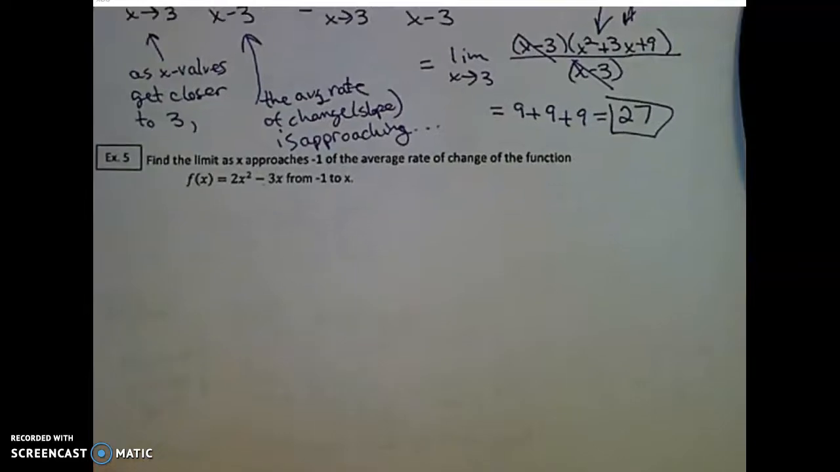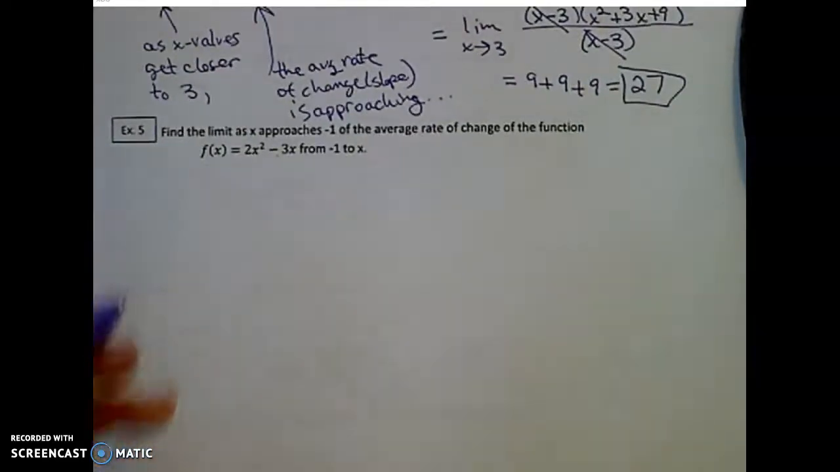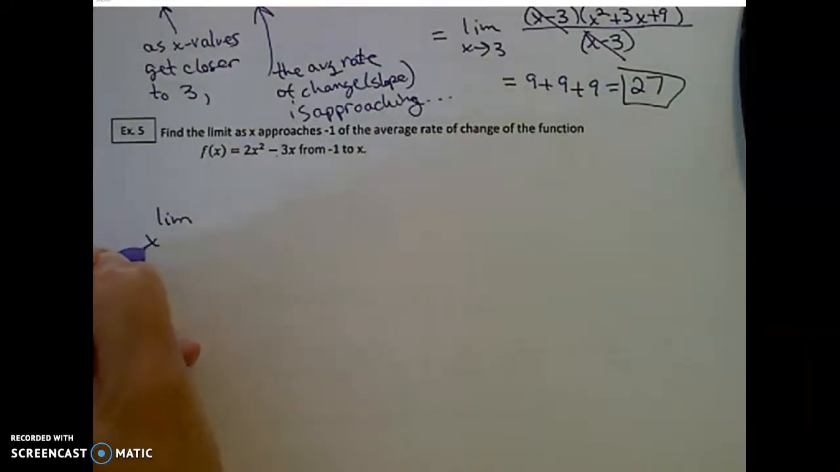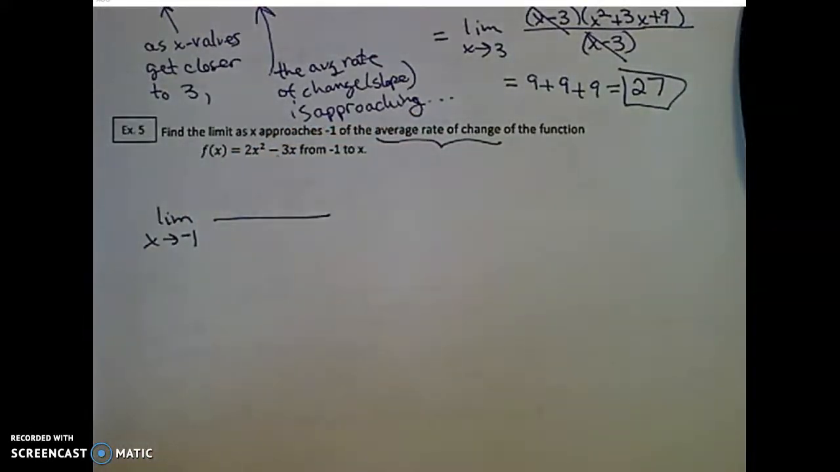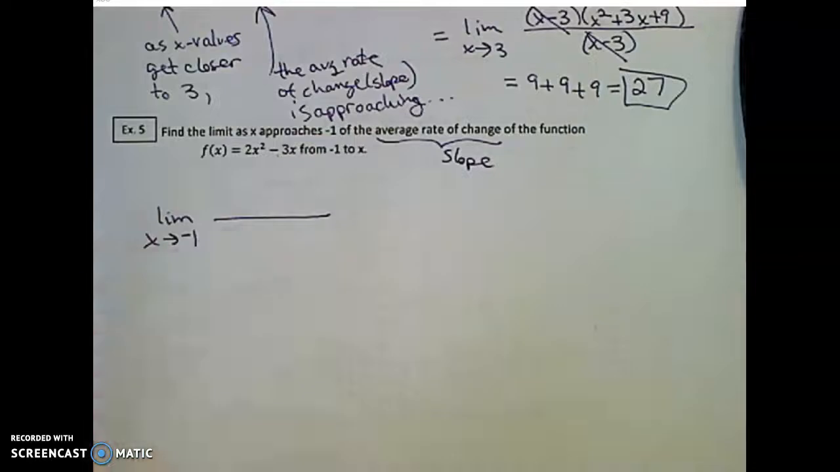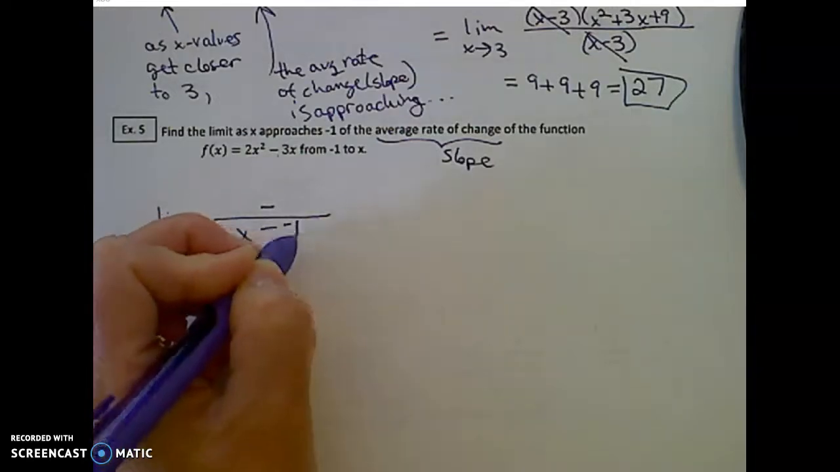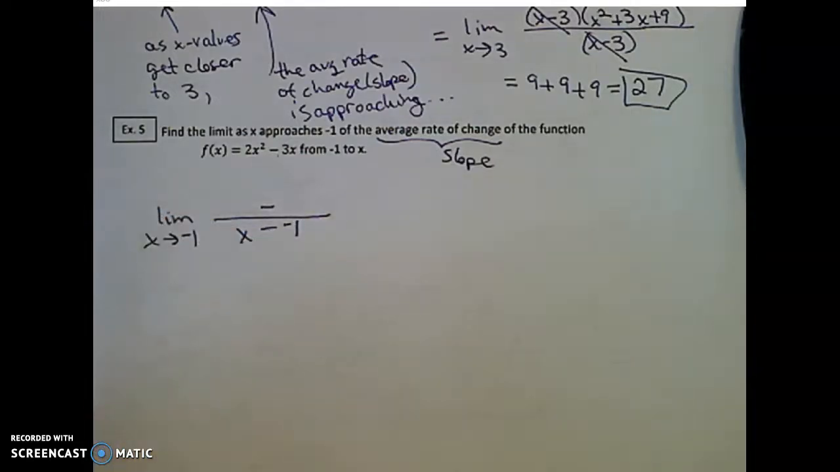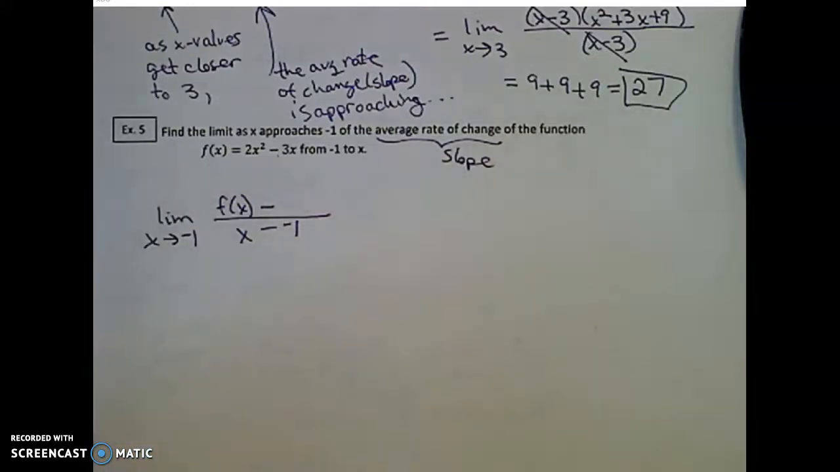Find the limit as x approaches negative 1 of the average rate of change of this function. What is the limit as x approaches negative 1 of the average rate of change? That's a slope. So I'm going to plug into the slope formula, which is a change in y over change in x. What's the change in x? That's x minus a negative 1. What's the change in y? That's the change in the outputs for any x value getting closer and closer to negative 1.